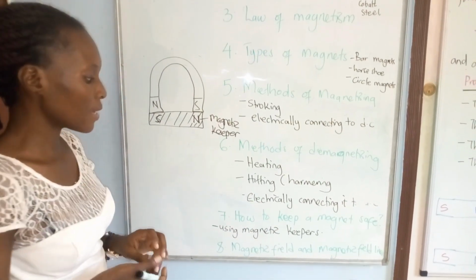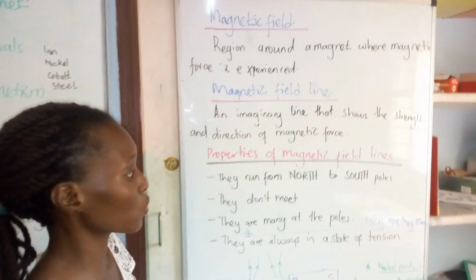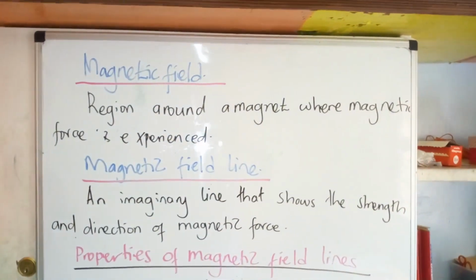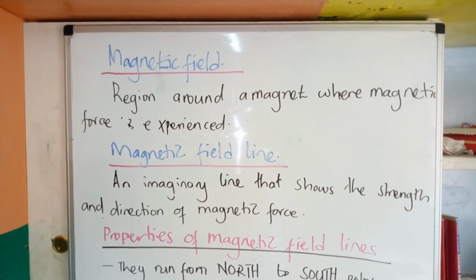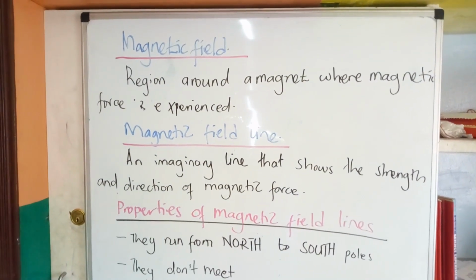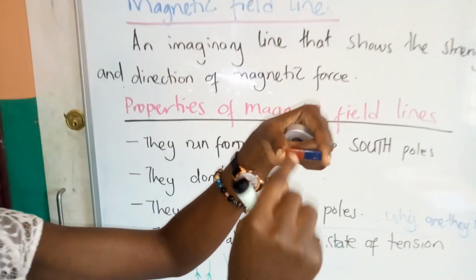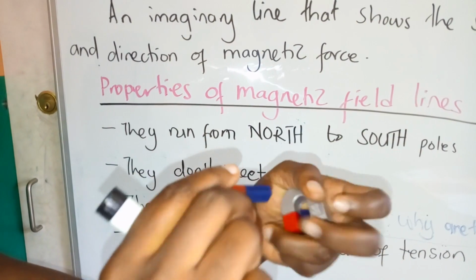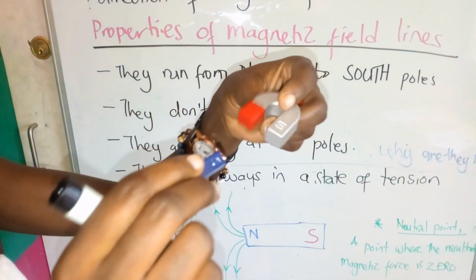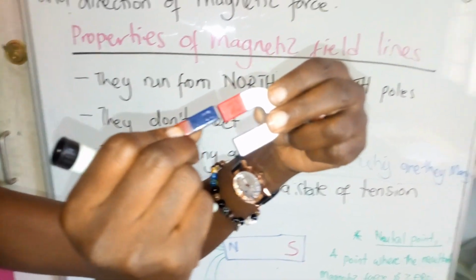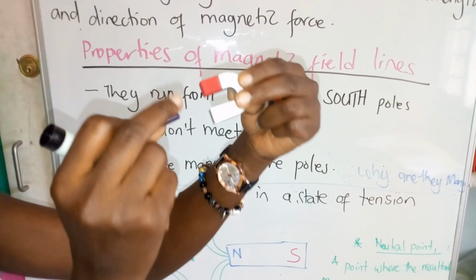Then the last thing that we are going to talk about is the magnetic field, and this is our thing for today. Magnetic field is simply a region around a magnet where magnetic force is experienced. Like, if you have a magnet like this, north and south, the region around here and there where the magnetic force is experienced, what we call the magnetic field.